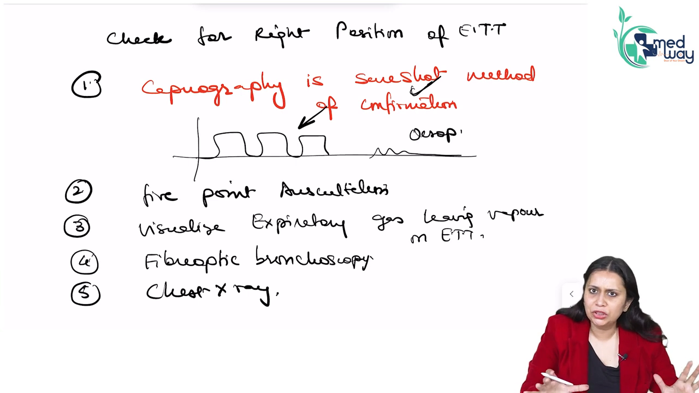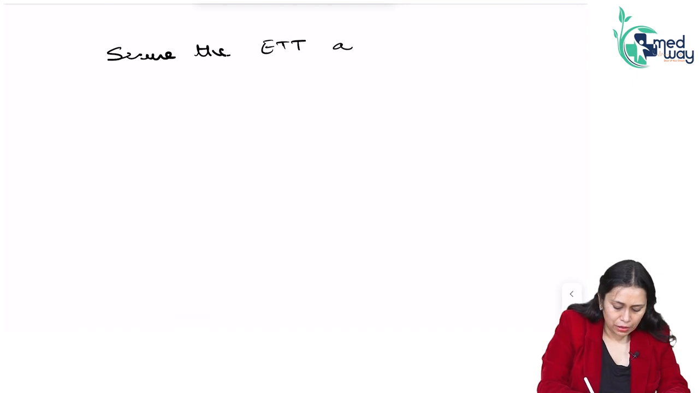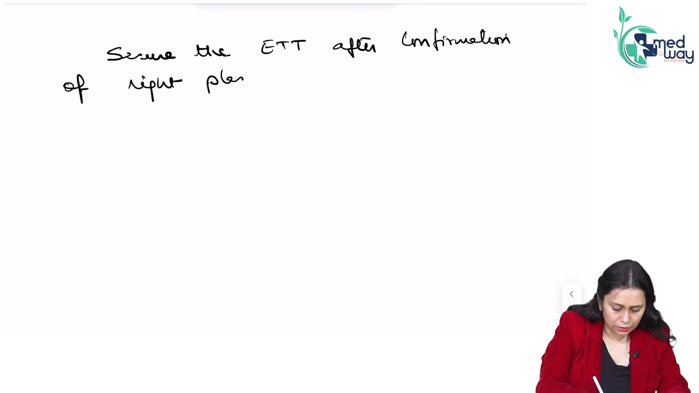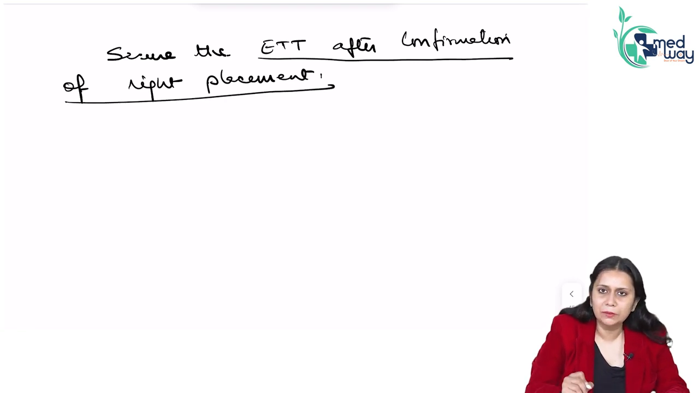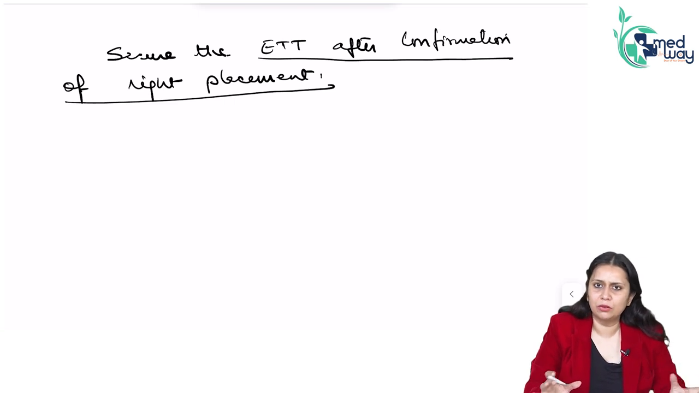Once the right position is confirmed, only then do we tape the tube and secure it. So secure the ET tube after confirmation of right placement. Once it is confirmed that it is rightly placed, we secure it with adhesive tapes. So this is how endotracheal intubation, orotracheal intubation, is done.